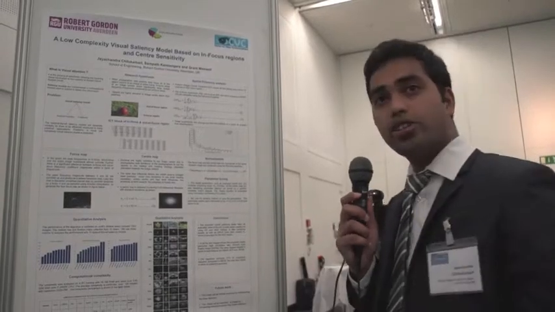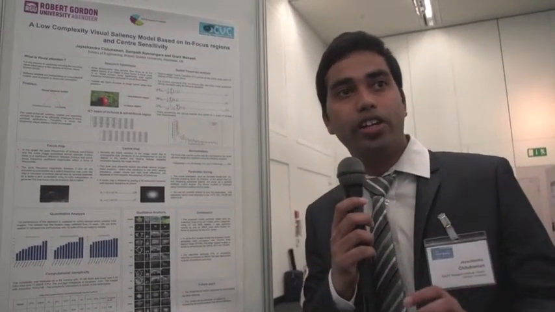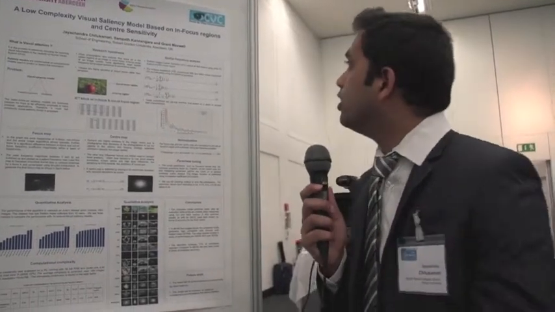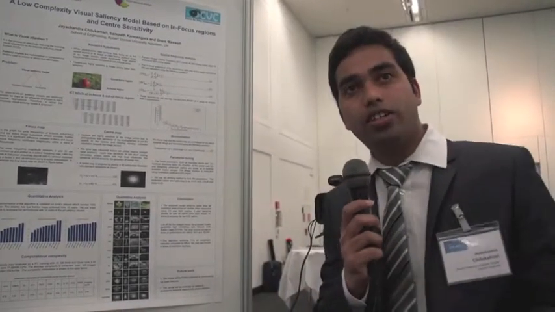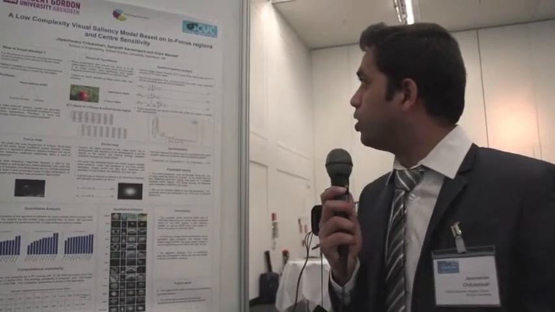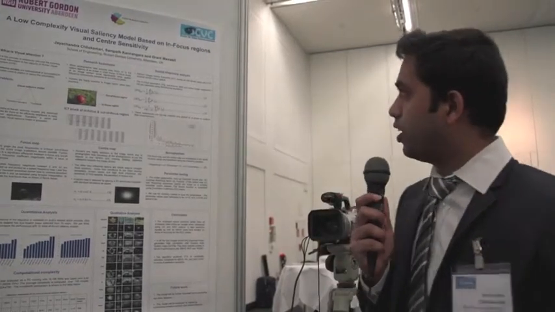The hypothesis is, whenever photographers take pictures, they tend to focus on the in-focus regions of an image. And we hypothesize that the in-focus areas have significantly large high-frequency information when compared to out-of-focus areas. The other hypothesis is viewers are highly sensitive to the image center when compared to the periphery of the image.